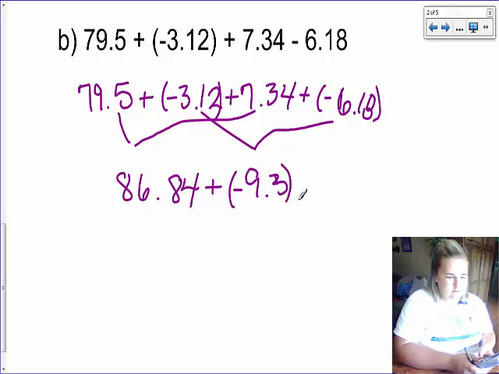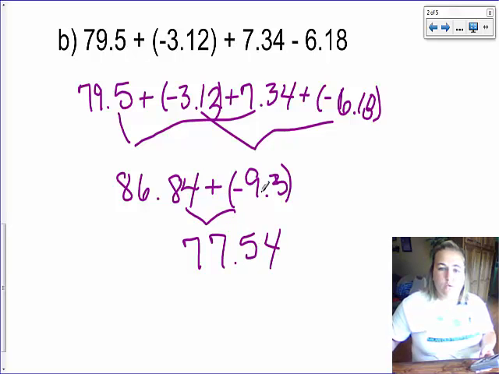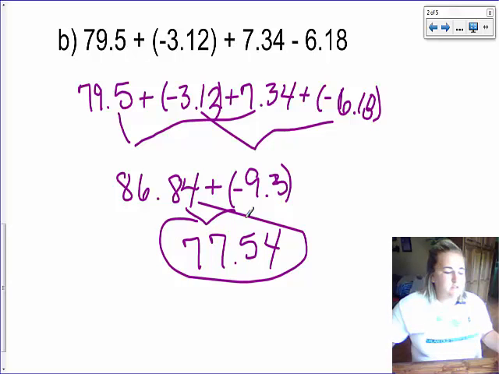Okay, now they have opposite signs, so we will subtract their absolute values. So 86.84 minus 9.3 gives us 77.54. And the larger absolute value here is the 86.84, so it stays positive. Final answer is 77.54.